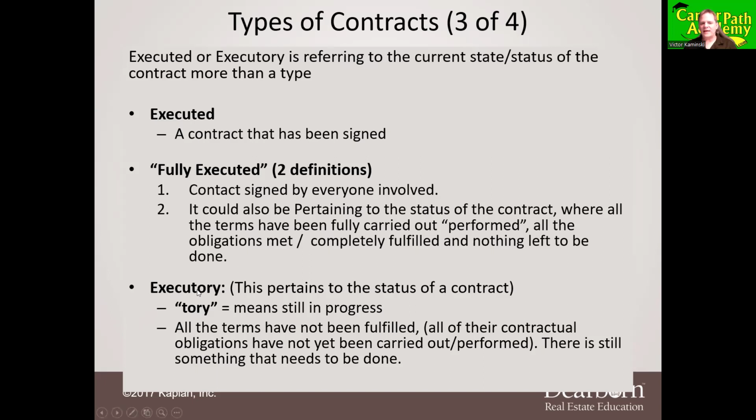Whereas the term executory also talks to the status of the contract. Tory meaning still in progress in Latin. So it means that all of the terms have not been completely fulfilled. There are still things that need to be done. So let me ask you, did your client execute the contract yet? What did I ask?